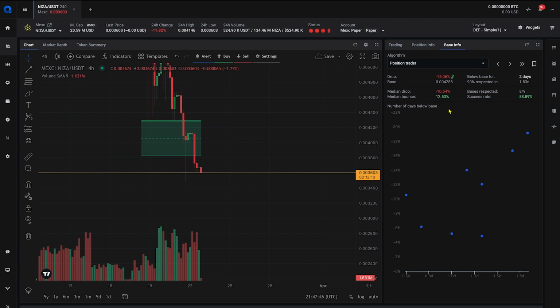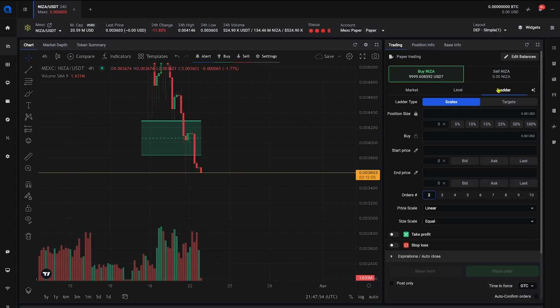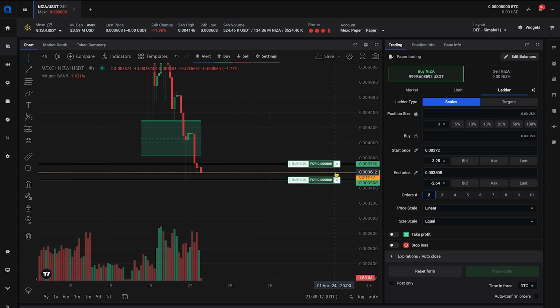Now we need to set up a laddered order. To do this in AllTradey, you will need to navigate to your trading widget, which is located at the top right of the terminal. Click on the ladder tab and then the dropper icon next to Start Price to set the price to begin the laddered order. In this case, the market is already trying to respect this base, so we will put the start of the ladder at the price the green candle printed this bounce.